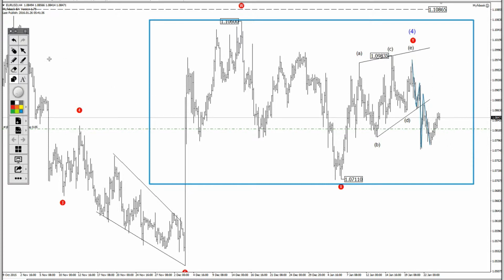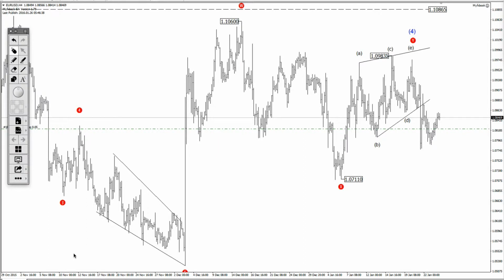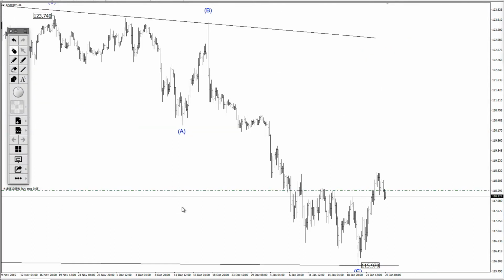Okay, let's go ahead and look at some other pairs. We have a trade in dollar yen. We are expecting more upside on this pair. We can of course get slightly more downside first, but in the case of a sudden continuation of this starting uptrend, we have a buy stop order in place. So dollar yen buy stop at 118.3, stop loss 117.95, take profit 122.6.